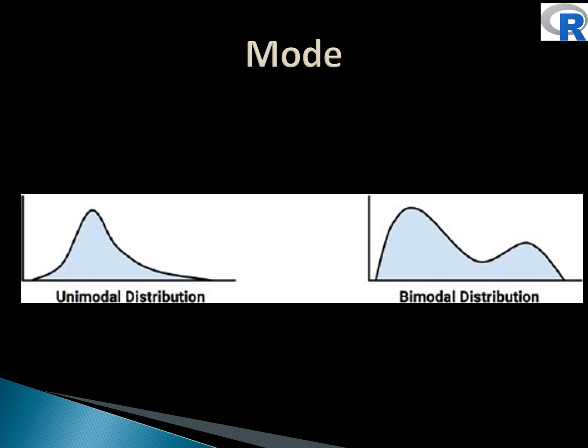This is the graph which represents the unimodal and bimodal distribution. In the first graph, you can see that one value occurs most frequently, so it is termed a unimodal distribution. If you look at the second graph, you can see that it has two modes.